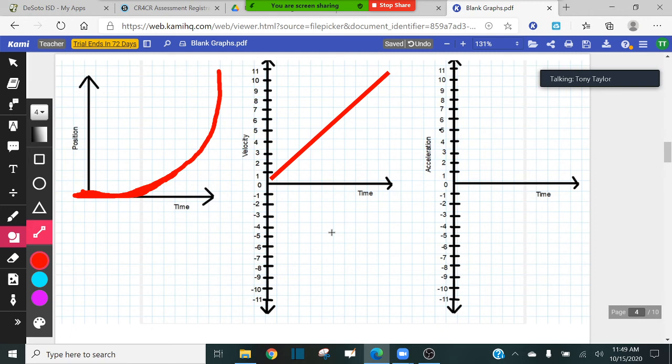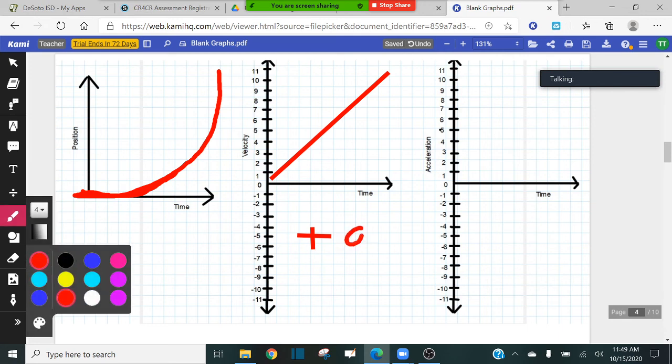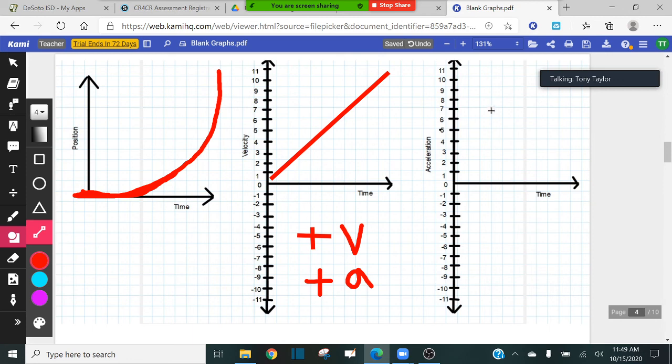Remember what I said: if we have a positive velocity and we're speeding up, by definition, our acceleration must also be positive. So the signs have to match. So the acceleration is positive, so I'm going to come over here and draw a straight line on the positive end of the acceleration versus time graph.